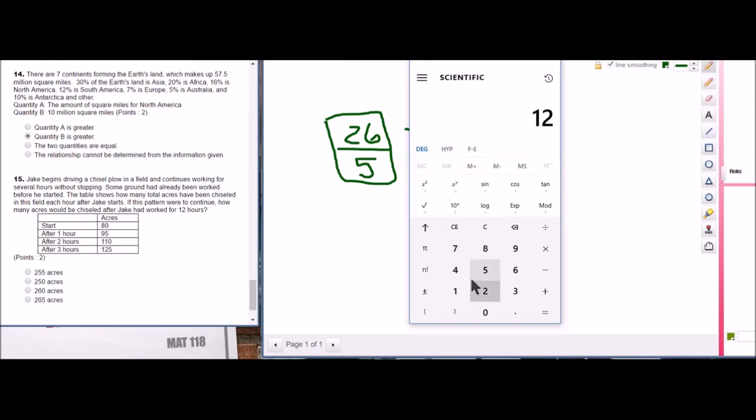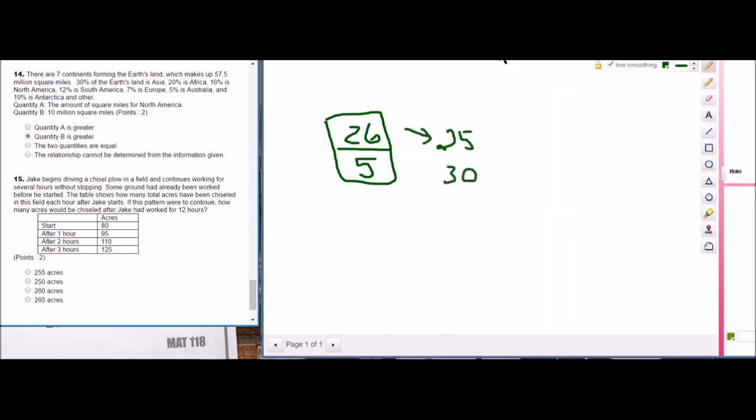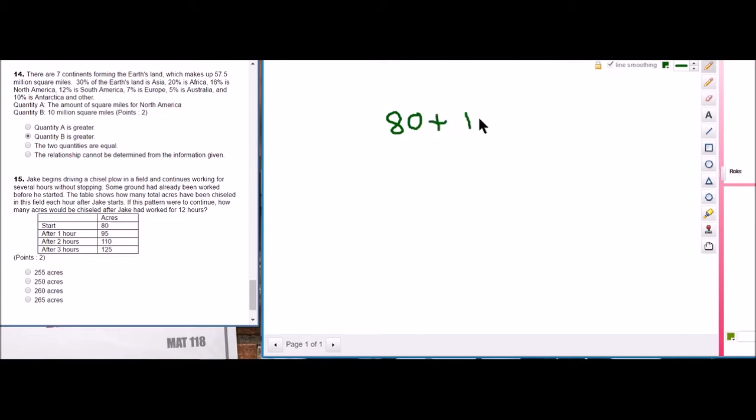If we do 125 minus 110, that's 15. If we did 110 minus 95, that's 15. If we did 80 minus 95, oh, I did it backwards there, but 15 again. So 15 each hour. He's averaging 15 an hour. Now this is actually kind of bridging us into the next unit. So we start with 80. That's a starting point. And he's averaging 15 acres for every hour.